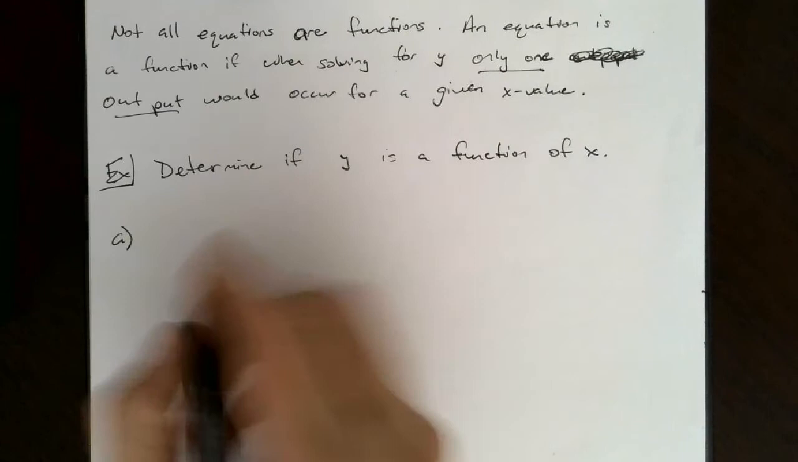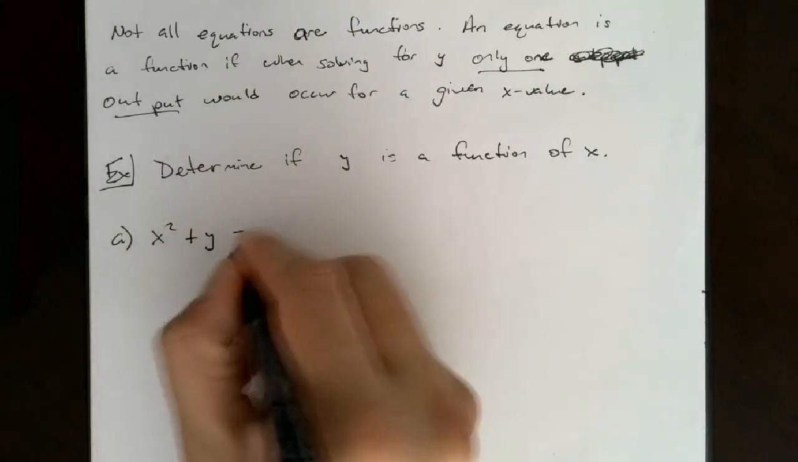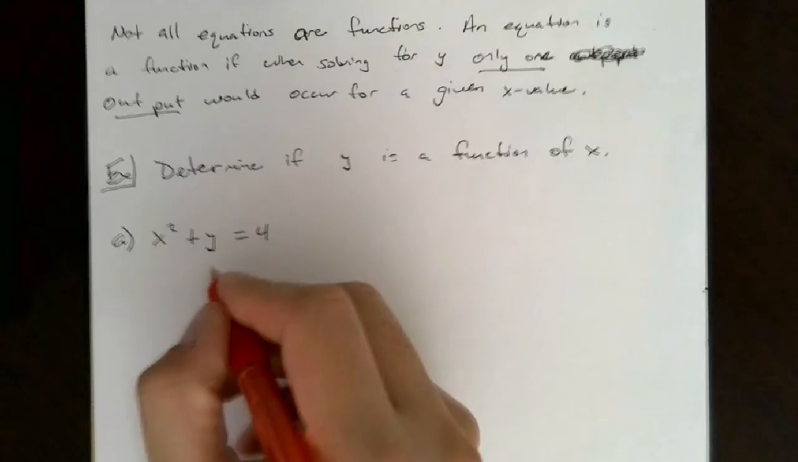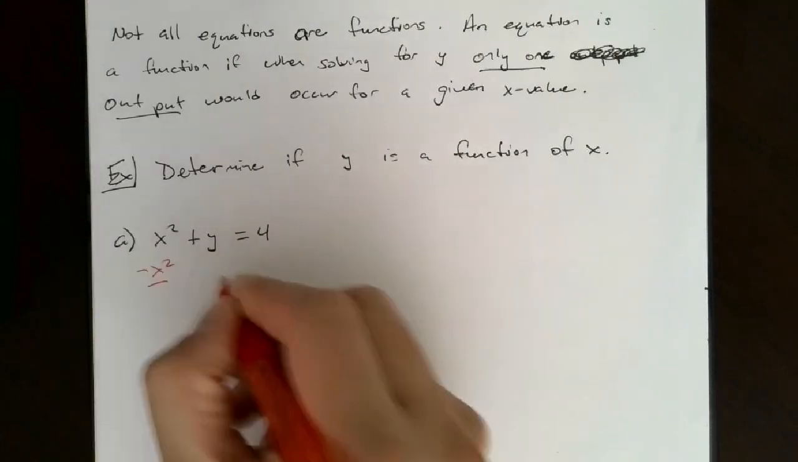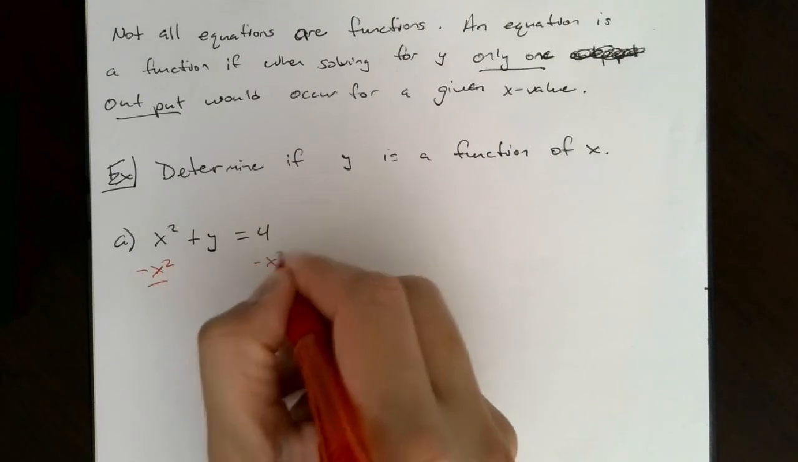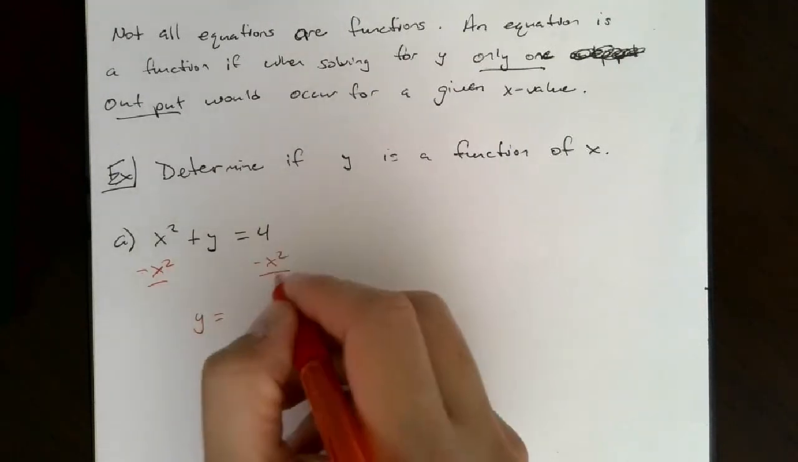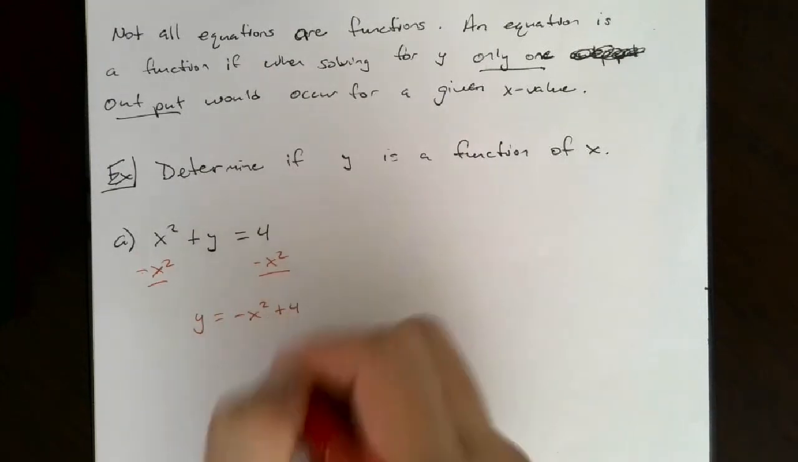So let's say I gave you x squared plus y equals 4. We want to know, is y a function of x here? Well, we can solve for y, right? I'm going to subtract x squared to get y by itself. So minus x squared and minus x squared. I end up with y equals 4 minus x squared, or I could write it as negative x squared plus 4. Either way is okay.